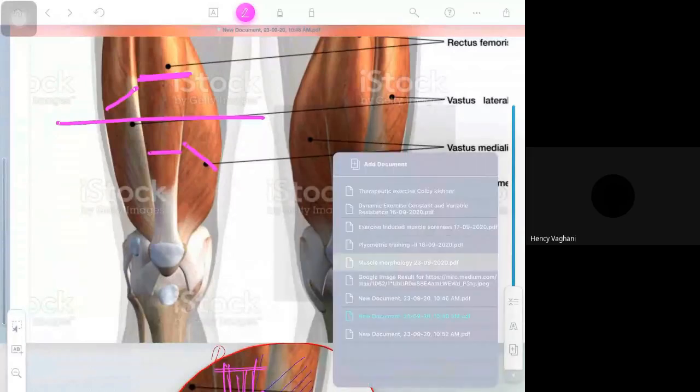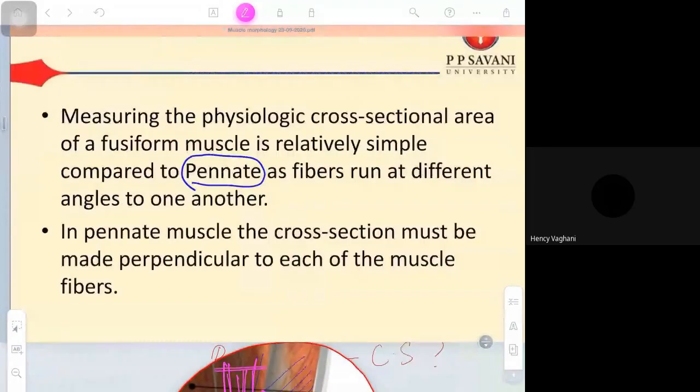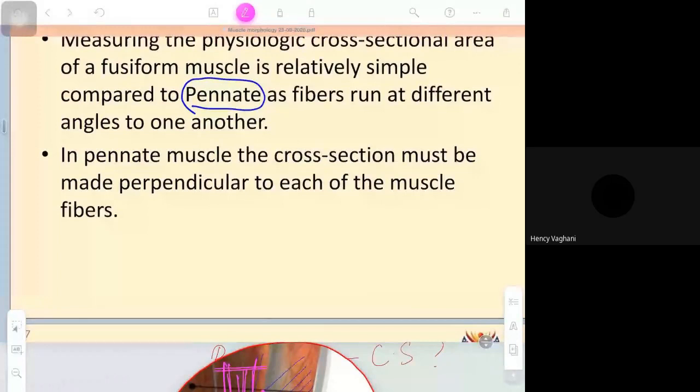Are you clear? Yes or no? Yes, sir. In pinnate muscle, the cross section must be made perpendicular to each of the muscle fibers. For vastus medialis it is different, for intermedialis it is different, for lateralis it is different.